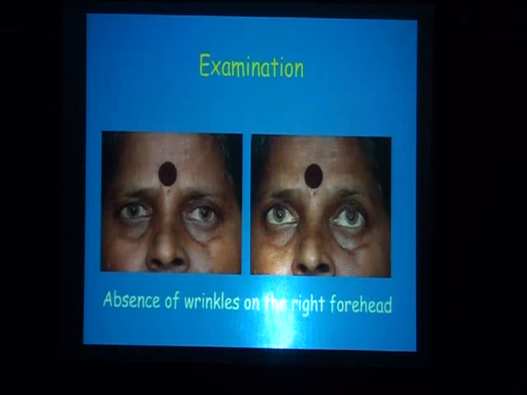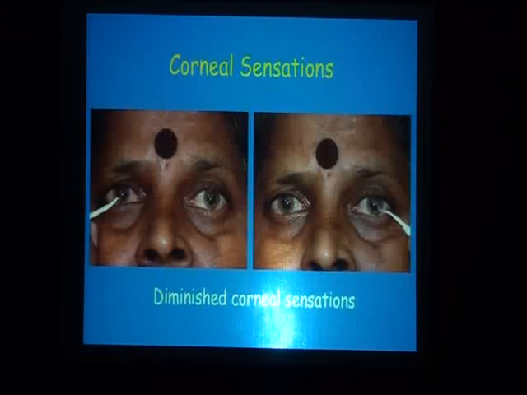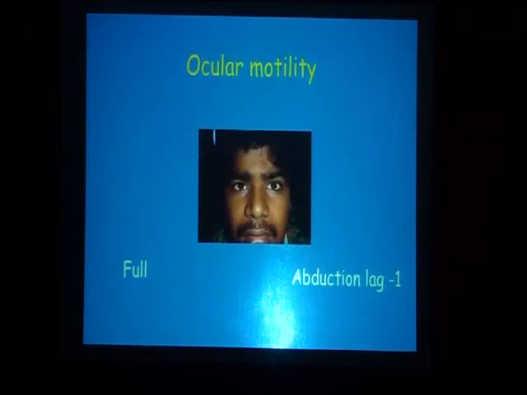How do you differentiate between the two? And always do a quick cranial nerve examination. It takes around 30 to 40 seconds to have a gross screening for the third cranial nerve, all the cranial nerves, like absence of wrinkles on the right forehead in this case, check for deviated angle, check for quick corneal sensation, because these all need to be a part of the workup, and also check for abduction lag.